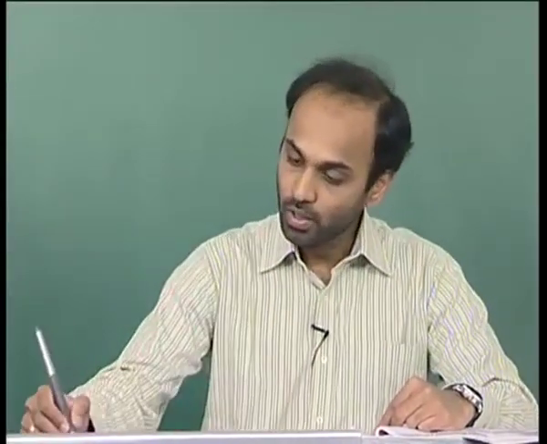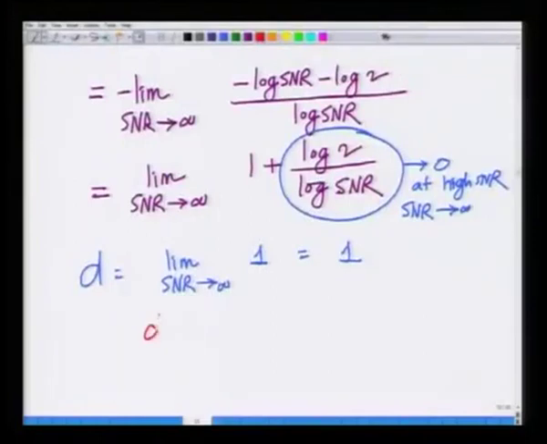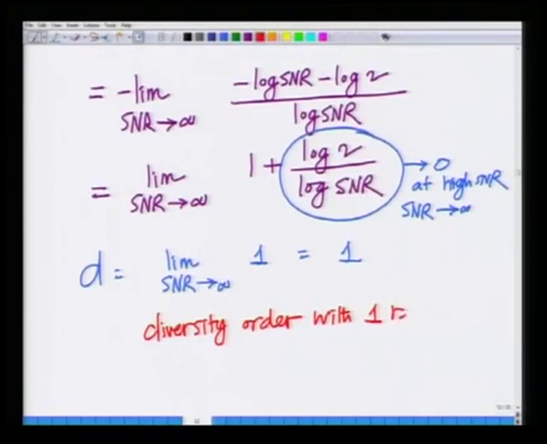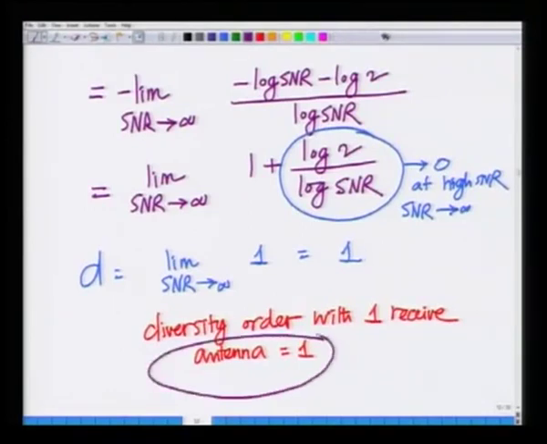So, let me write this down clearly. Diversity order with one receive antenna equals 1. Okay. So, the diversity order with one receive antenna equals 1.